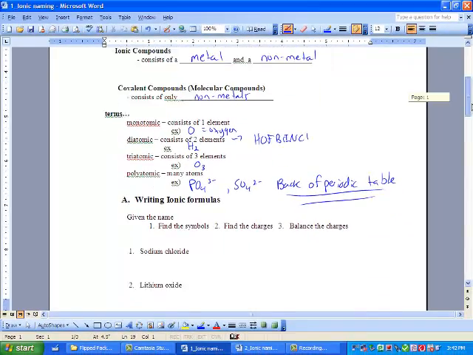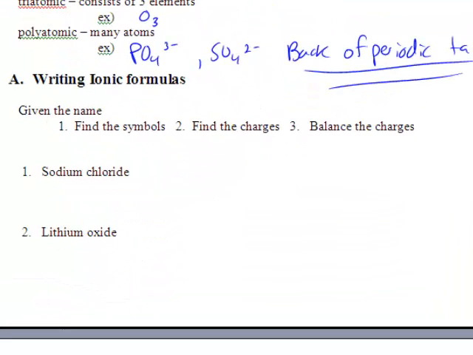So let's look at the actual process of writing ionic formulas. The first thing you're going to want to do, when you're given a compound name, is find the symbol. That's on the periodic table of elements on the front. Then you're going to want to find the charge, and then you're going to want to balance the charge.